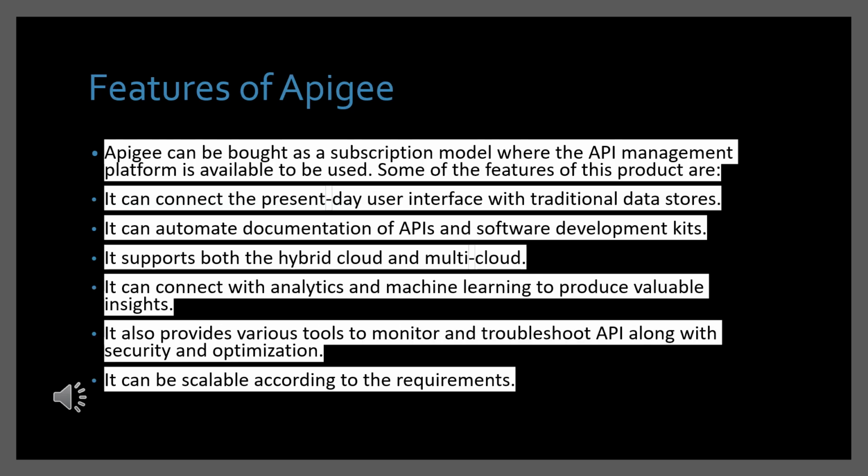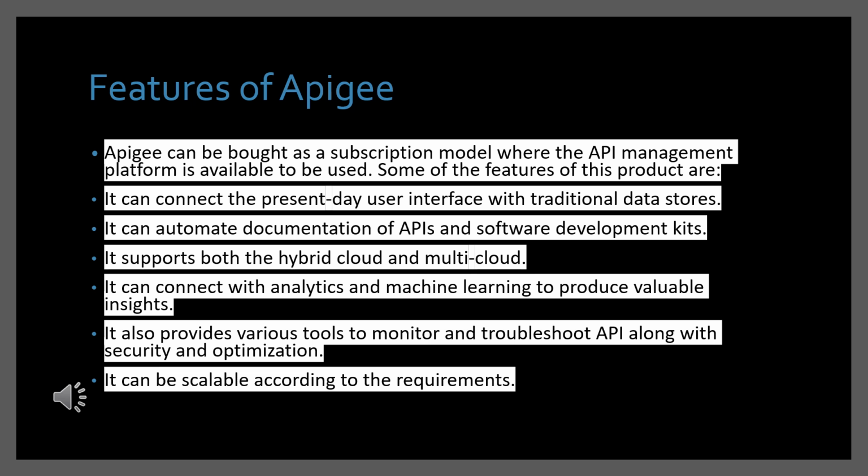The features of Apigee: it can be bought as a subscription model where the API management platform is available to be used, and the product has connectors for the present user interaction interfaces with the data stores, and it can automate documentation of APIs and software development kits. It also works on both hybrid cloud and multi-cloud environments. So it is available in the cloud environment. That is the greatest usage of Apigee, and it will connect with analytics and machine learning to produce valuable insights.